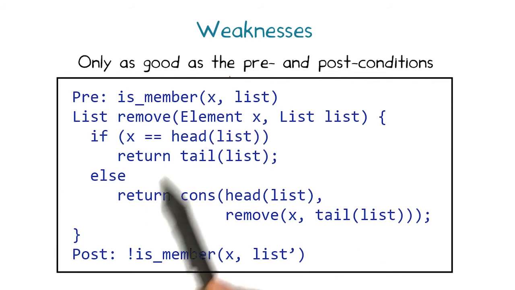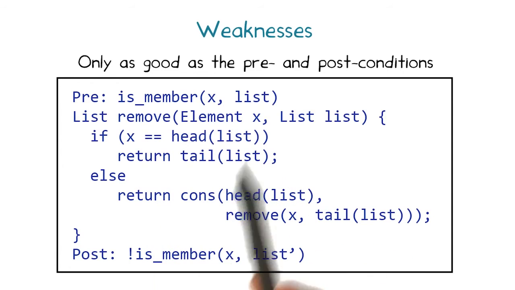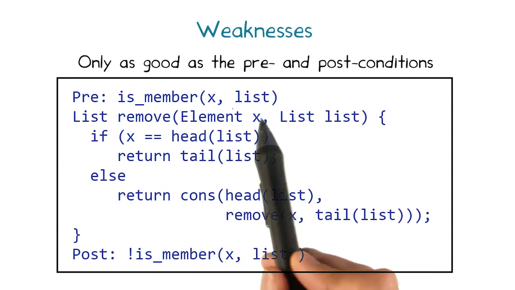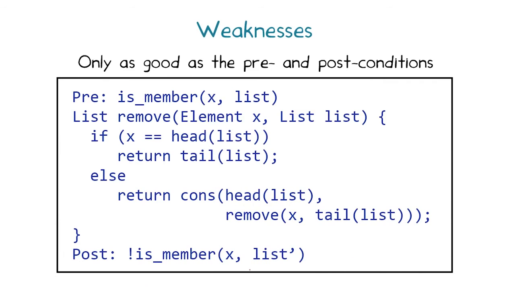In the example code presented here, we want to test a method that removes an element object X from a list object list. The precondition is that the element is a member of the list, and the post condition is that the element is no longer a member of the list. These are sufficient conditions to ensure that the remove method is functioning properly.